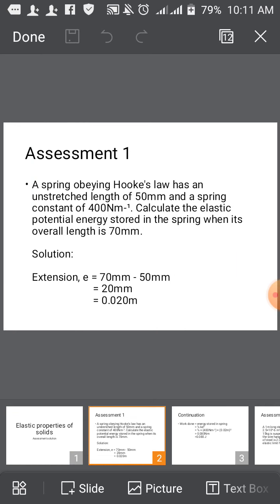Solution. Extension e is equal to 70 millimeters minus 50 millimeters, which will give you 20 millimeters. When we convert it to meters by dividing by 1000, we are going to have 0.02 meter.